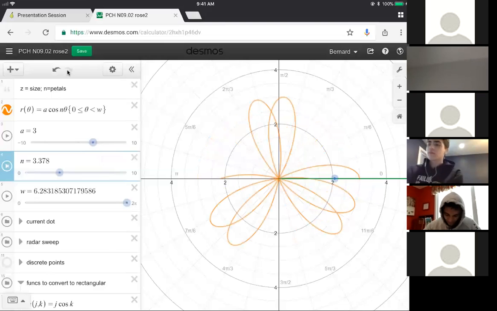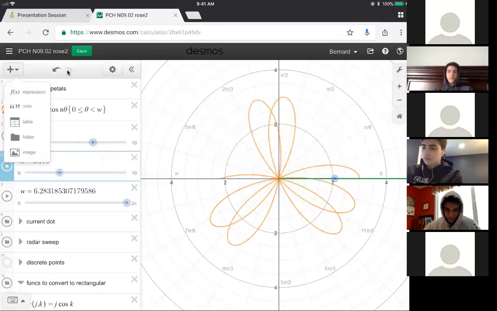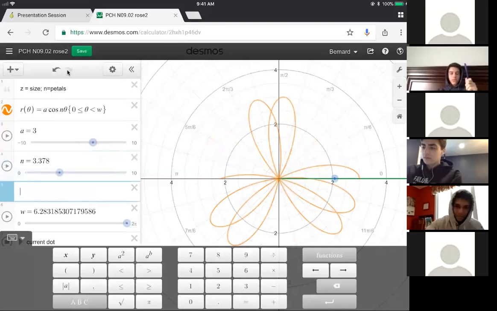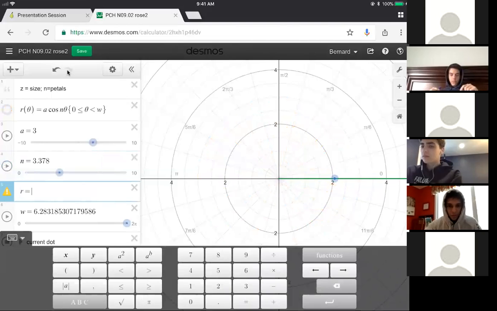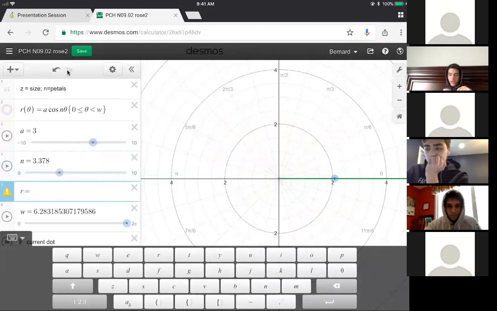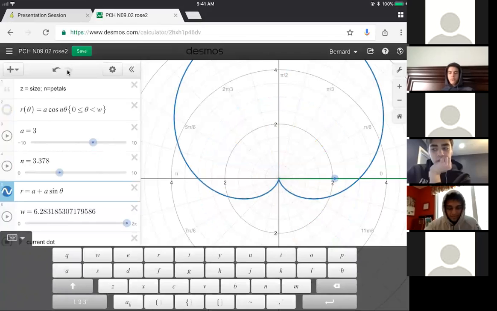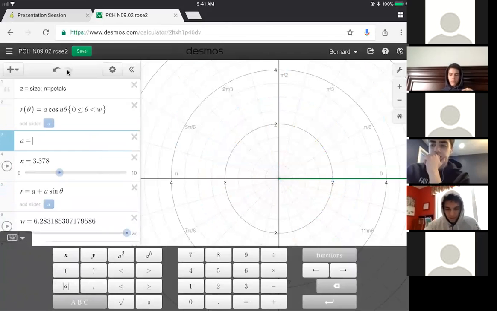So let's add another one, turn that one off and put this in. For instance, we might have r is some number a plus that same number times sine. I'm going to make the a a little smaller just to put it all on here.